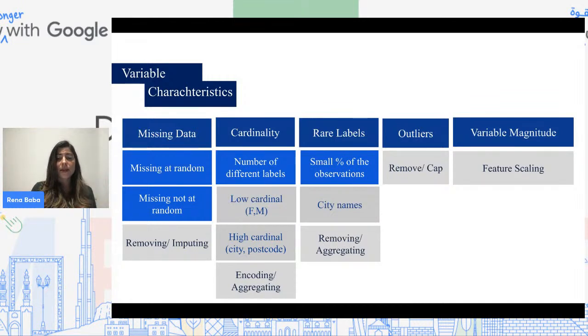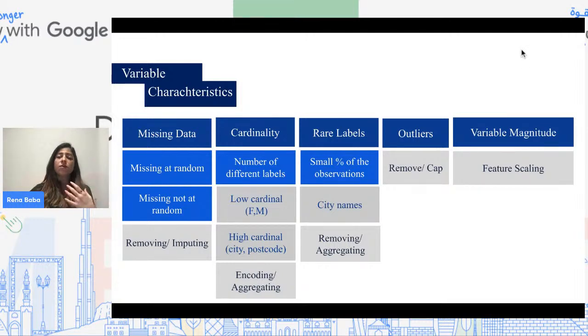So that's something that you need to keep in mind. Again, it makes it more difficult, and tree-based algorithms are sensitive. So you can either remove the observations with these city names, if they are rare labels and they don't appear that many times, or you can aggregate them. You create a new category, call it "others", and put in all the rare labels, so all the cities that have very few observations or a small percentage. And then we can move on to outliers.